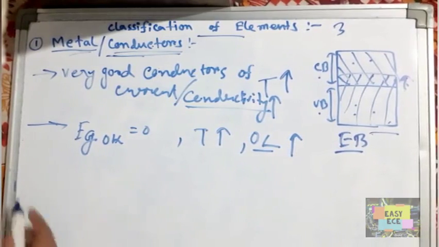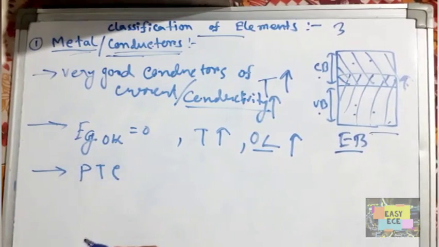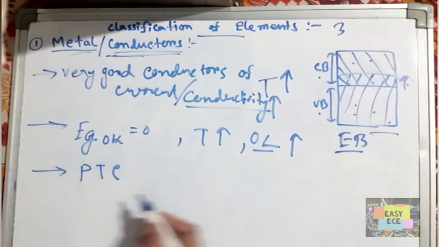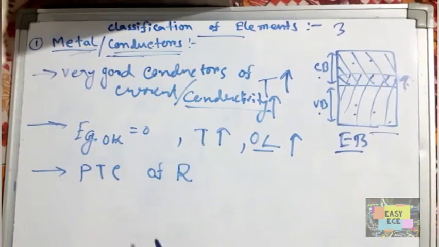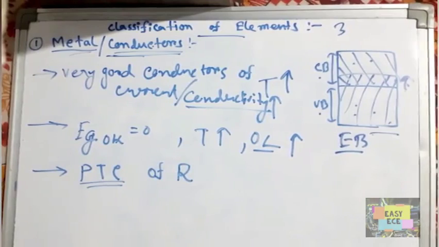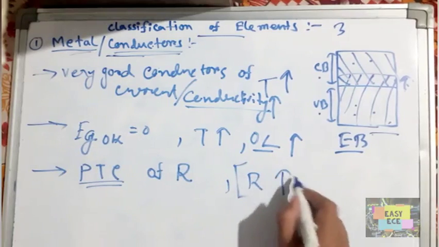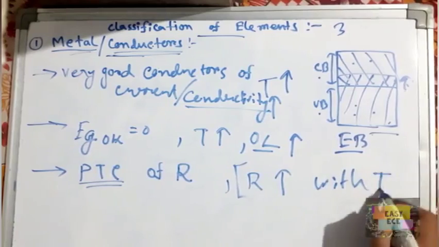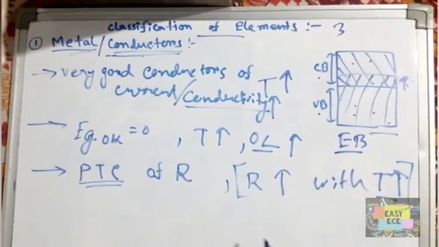Now positive temperature coefficient, another point noted here, that is PTC. You write down the full form: positive temperature coefficient, PTC of resistor. What is meant by PTC? If R is increasing as temperature T is increasing, that is a positive change. If T is increasing, then obviously the corresponding R, that is resistance, will be increasing.